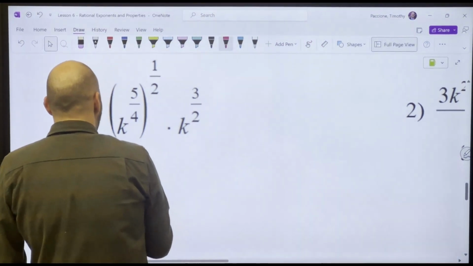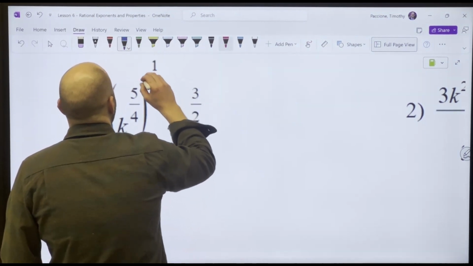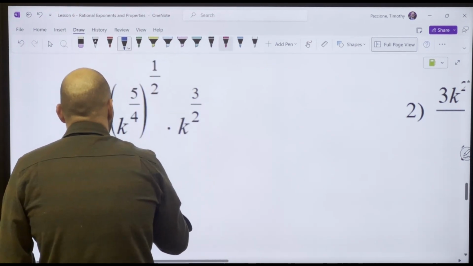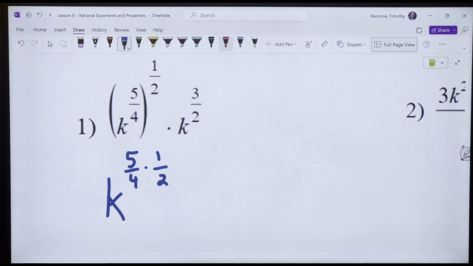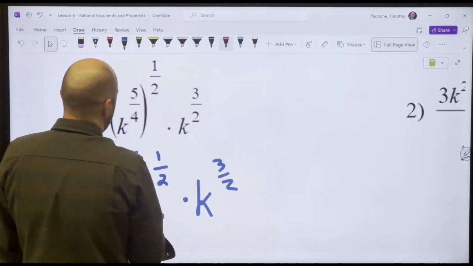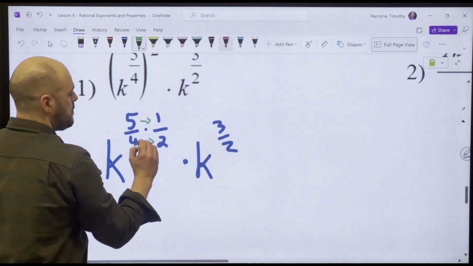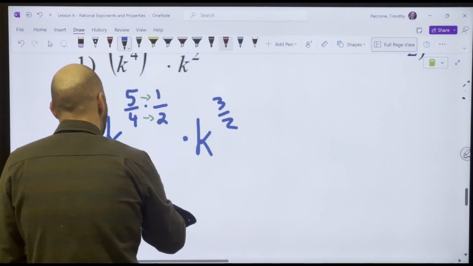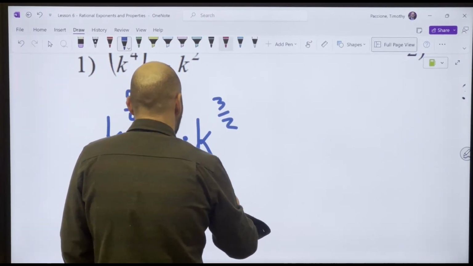So that means I need to do k to the 5/4 times 1/2, right? Power to a power, okay? And I'll just bring this k to the 3/2 along for the ride for now. So if I do that, we multiply across, right? And I end up with k to the 5/8, right? Times k to the 3/2.